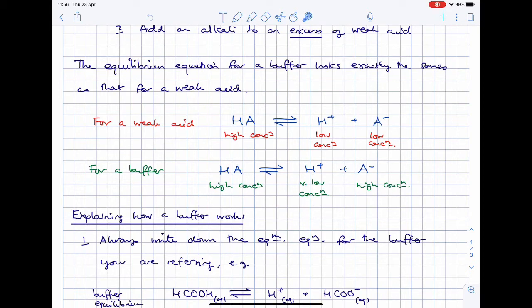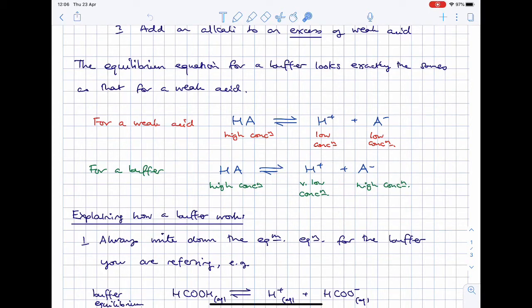So if we add an alkali, what happens is that the alkali will remove the protons in the buffer solution. So this decreases the concentration of the H plus ions, and the equilibrium will shift forward to replace those H plus ions that have been lost. This is possible for a buffer because we have a high concentration of undissociated acid to release protons to replace what has been lost by the added alkali removing those protons.